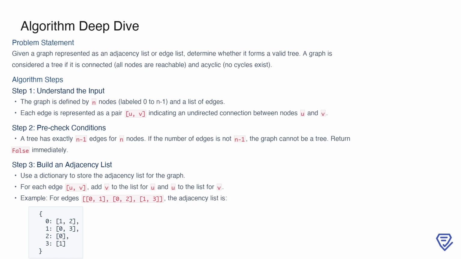Next, we create an adjacency list, which is essentially a dictionary where each node points to its neighbors. For instance, given edges like [0, 1], [0, 2], [1, 3], the adjacency list would look like 0: [1, 2], 1: [0, 3], 2: [0], 3: [1]. This structure allows us to efficiently represent and traverse the graph.